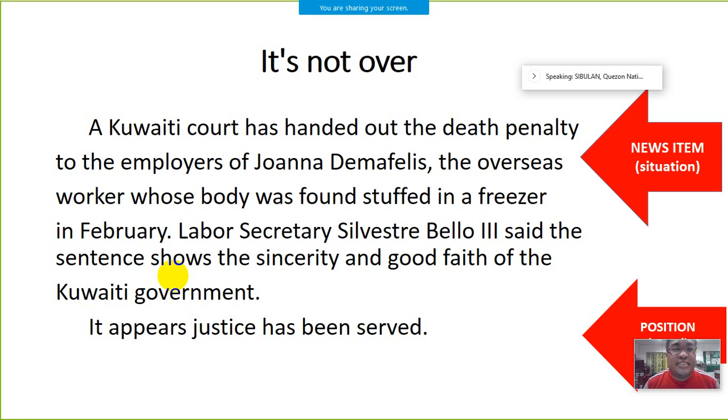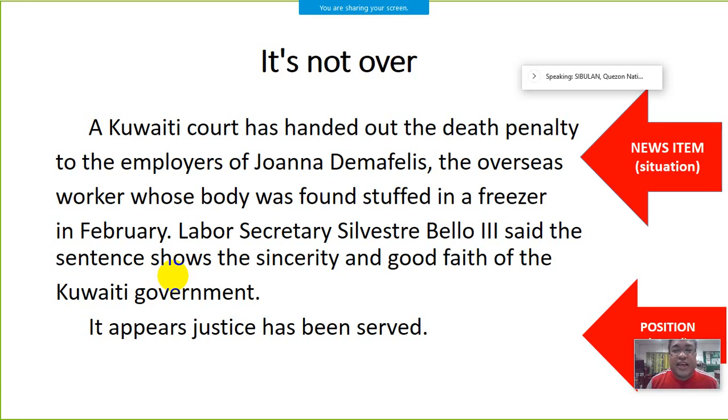Let us try to analyze. So let me read. A Kuwaiti court has handed out the death penalty to the employers of Joanna Demafelis, the overseas worker whose body was found stuffed in a freezer in February. Labor Secretary Silvestre Bello III said the sentence shows the sincerity and good faith of the Kuwaiti government. So that is the item borrowed from the news that defines the situation or the topic of the editorial. Then what is the position of the newspaper here? It appears justice has been served. That is the given position of the newspaper.